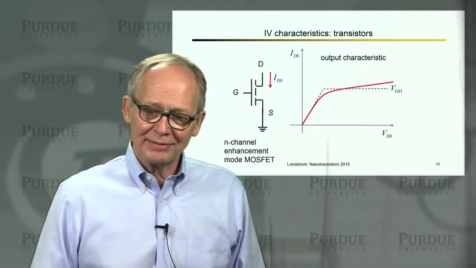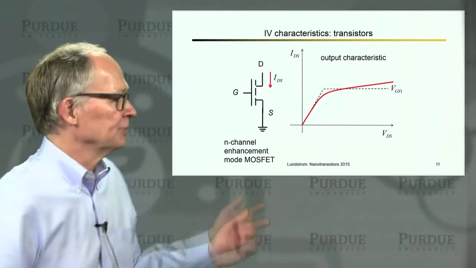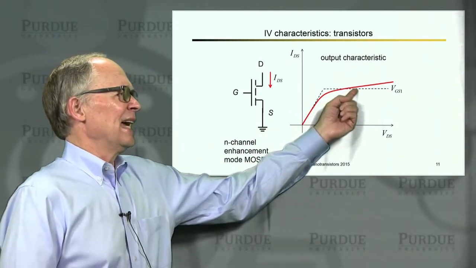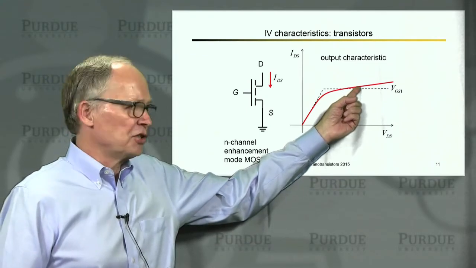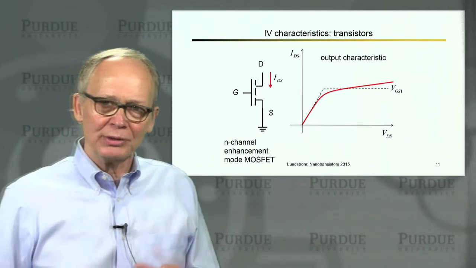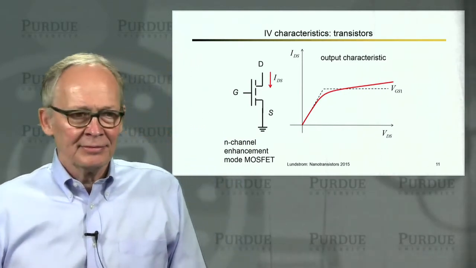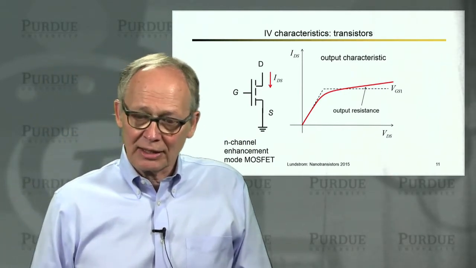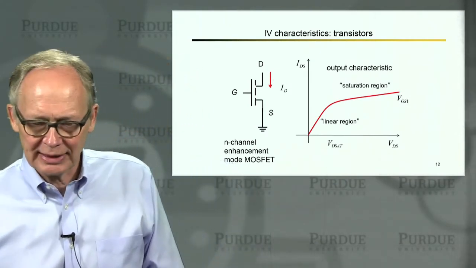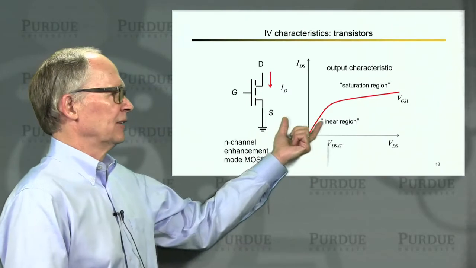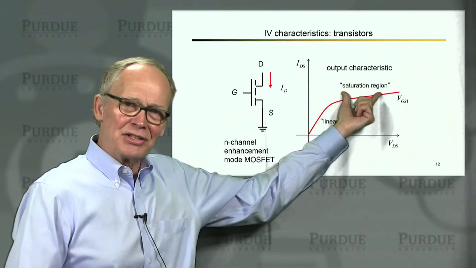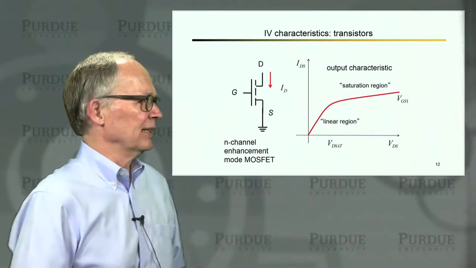A real MOSFET looks like this red line here. It looks linear for small drain-to-source voltages, and it tries to saturate for large drain-to-source voltages, but it can't saturate completely. There is some output resistance of the MOSFET. So that's what the IV characteristic looks like for this device. Those are the IV characteristics we're going to try to explain. The basic IV characteristic has two regions. It has a linear region, and a region we're going to call the saturation region, even though it doesn't saturate completely.